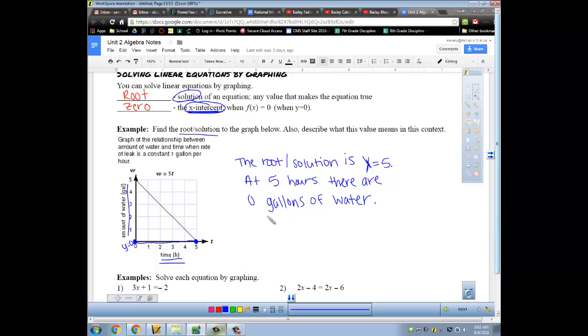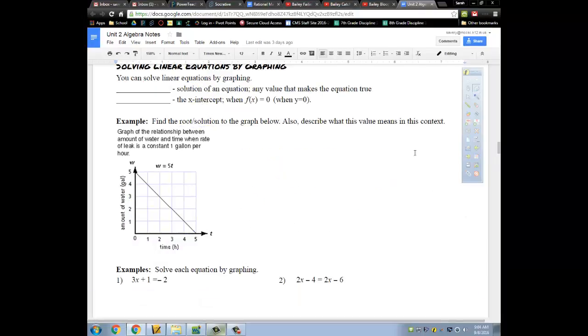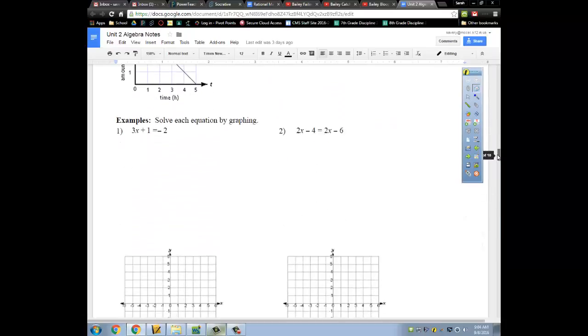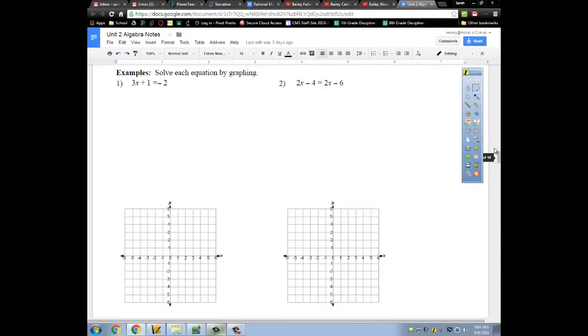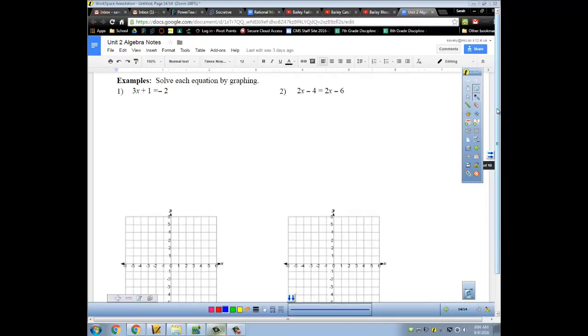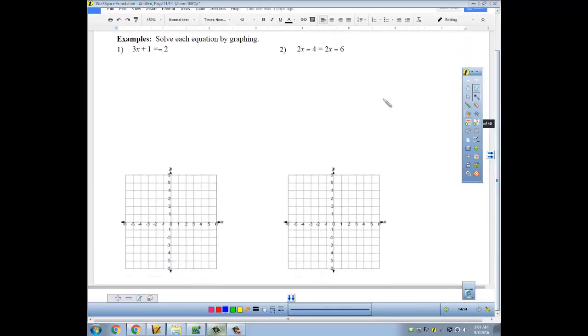Okay. Now moving on to the bottom two. So it says solve each equation by graphing. We know how to solve these equations normally. And we're going to do that later to check our answers, but I want to show you what it's going to look like on a graph and then just practice our vocab with that. And also we just need some practice graphing.